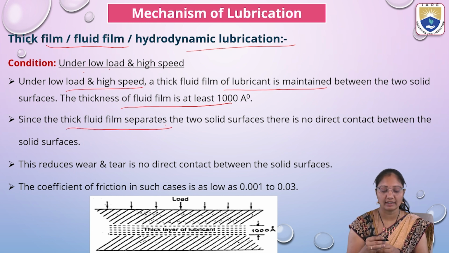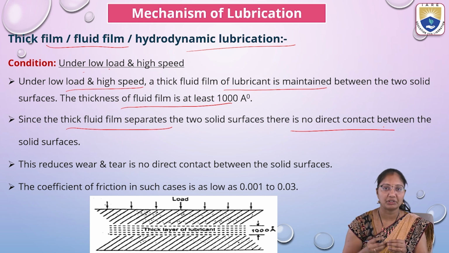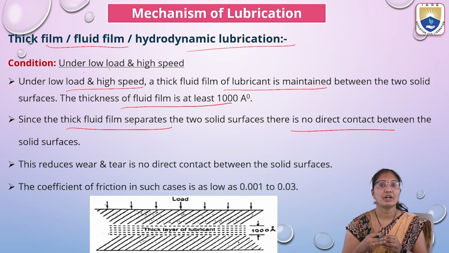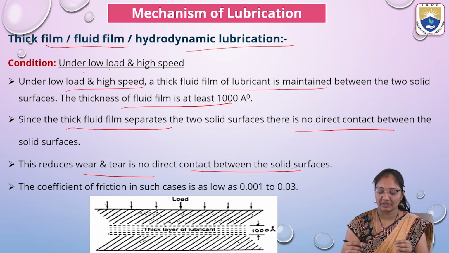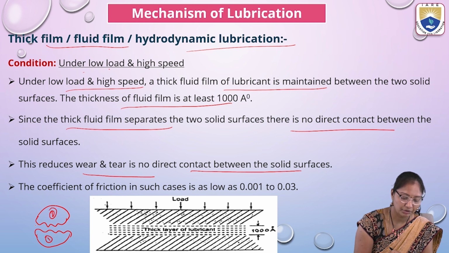Since the thick fluid film separates the two solid surfaces, there is no contact and therefore no friction between the two surfaces, because the lubricant is present as a thick film. There is no possibility of the two surfaces coming in contact. This reduces wear and tear. Suppose this is one surface, and this is another surface. This is surface 1, surface 2. Here is the thick layer, and this is the lubricant.